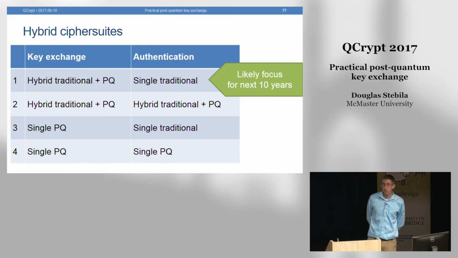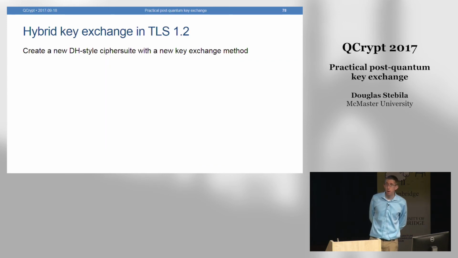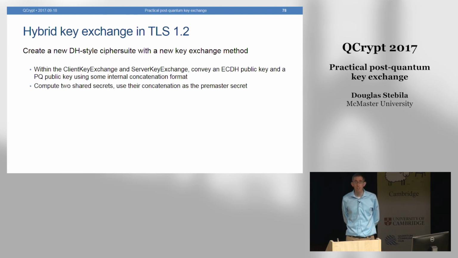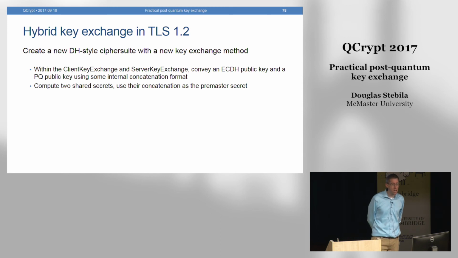So we can take a look at existing protocols like the TLS protocol and think about how to do that. You could try to create a new Diffie-Hellman type cipher suite with a new key exchange method for hybrid cryptography. Now we need to do a little bit of engineering to make that happen. We have to figure out how to change the message formats to convey both an elliptic curve public key and a post-quantum public key. There are a few different ways to do that. And we have to compute a shared secret using both of these keys. Again, a few different ways to do that. There are a few different proposals already, so the standards communities are starting to think about this.